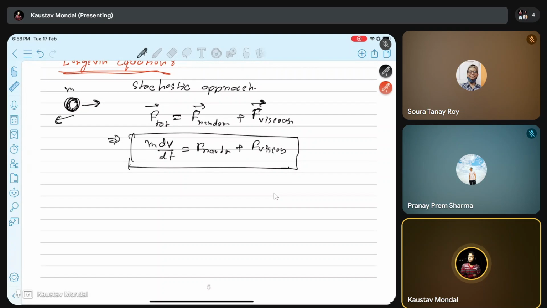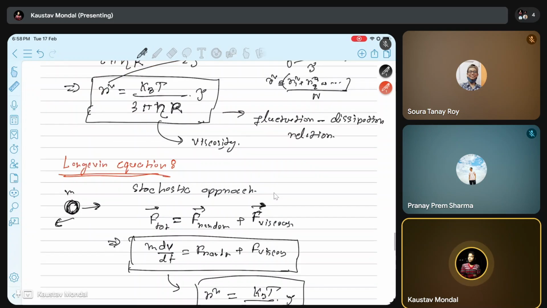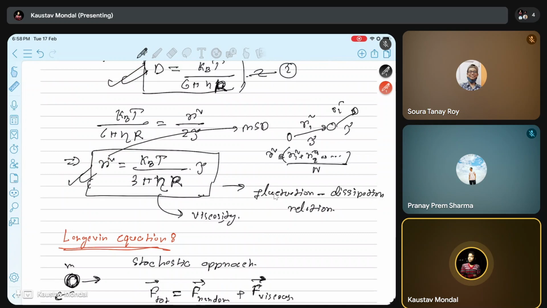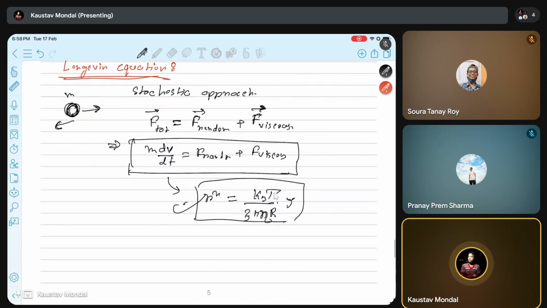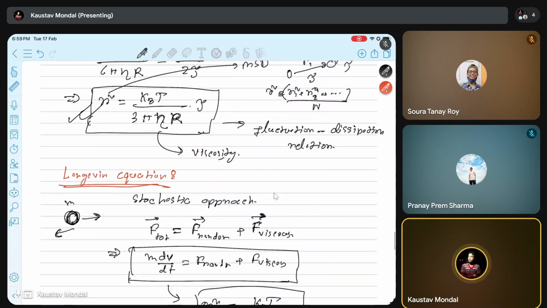Using this Langevin equation of motion approach, if you do the integration and calculate the mean square displacement, you can show that delta r square, that is the MSD, is equal to kBT by 3 pi eta r into tau, the same expression that we got from the Einstein approach also. So the Langevin approach and Einstein approach are both consistent with each other.